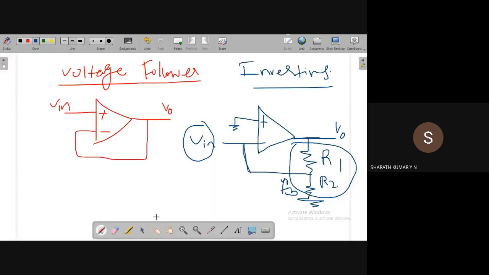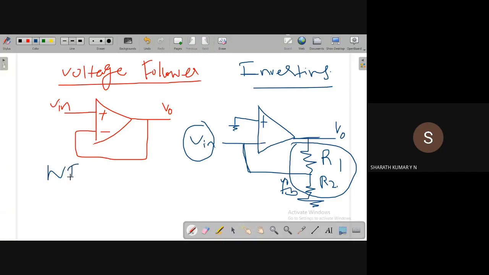Similarly, we can also write what is known as the non-inverting amplifier. Let me write it somewhere here. This non-inverting amplifier is very simple if we know the inverting amplifier. Input is given to the non-inverting input terminal, this is plus, and the inverting input terminal is given a feedback through a resistor voltage divider network. We call it R1 and R2. This is the output voltage V0.